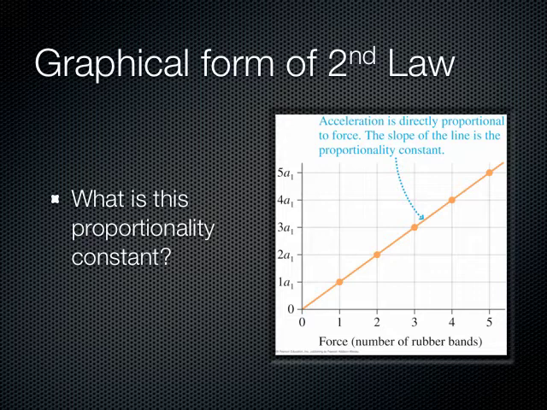What is this proportionality constant? How much force relates to a certain amount of acceleration? Well, the slope of this relationship is rise over run. The rise is acceleration, the run is force. So acceleration divided by force is equal to the slope. But we know what acceleration divided by force is. It's Newton's second law, 1 over the mass.